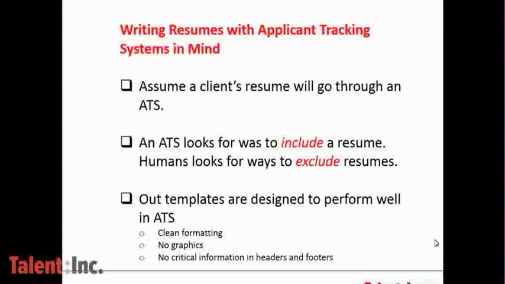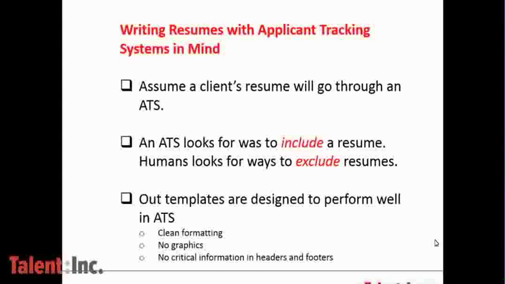One way to look at it is applicant tracking systems look for ways to include a resume, and humans look for ways to exclude resumes. So the system is saying, give me everybody in this pool of resumes that meets a certain criteria, and then passes that on to a human being who now has an inbox full of emails or a stack of resumes on their desk, and they are looking to make that stack as small as possible. So once I get the resume, then I'm looking for reasons to throw it away. So that's what I mean by the system looks for a way to include a resume, and humans look for a way to exclude resumes.